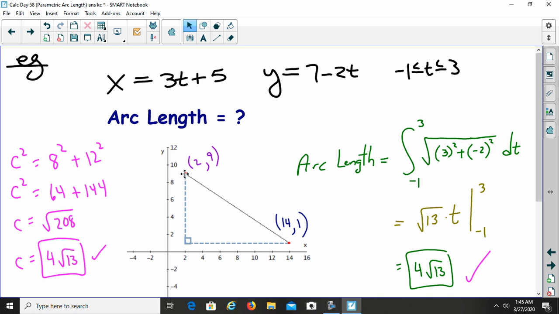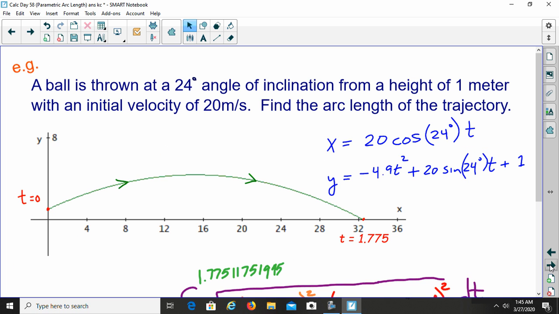Now, if all parametric graphs were always linear, then we really wouldn't need this formula. We could always just do it by Pythagorean theorem. However, most parametric equations are going to give you a curved path rather than a straight path.